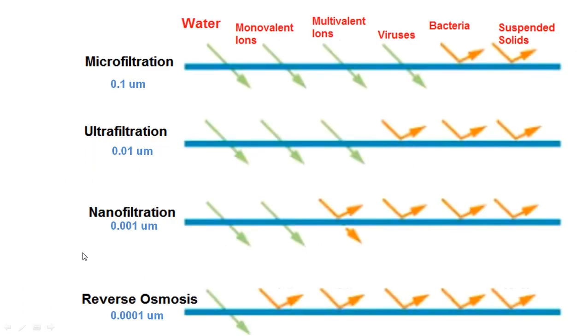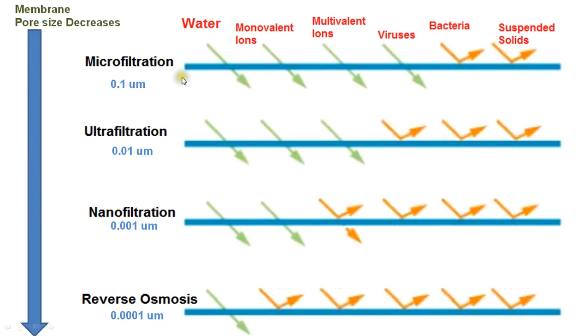Here you can see the different filtration membranes: microfiltration membrane, UF membrane, NF membrane, and RO membrane. Their pore size is approximately 0.1 micrometer to 0.0001 micrometer, and the pore size decreases as we go from microfiltration to reverse osmosis. Microfiltration rejects only bacteria and suspended solids, such as sand and dust that are present in the water. It allows viruses, monovalent ions, multivalent ions, and water, which is our required substance.